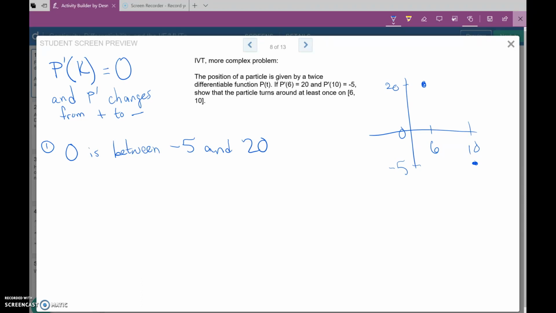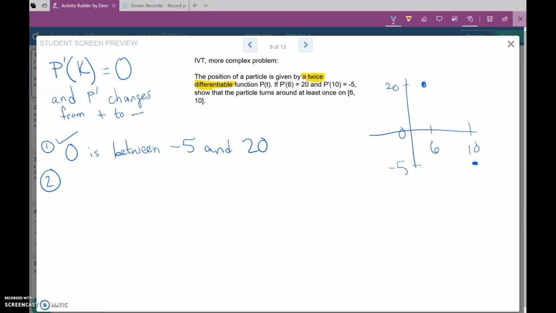That's one of the conditions for the IVT, that the y value we're looking for be in between the y value at the beginning of the interval and the y value at the end, so check. The next thing we need to verify is that p prime is continuous. So here's an example of where we are given some key information sort of in code. We are told that p, the position function, is twice differentiable. So because of that, that means that both p and its derivative are differentiable.